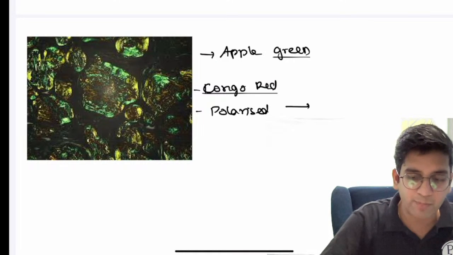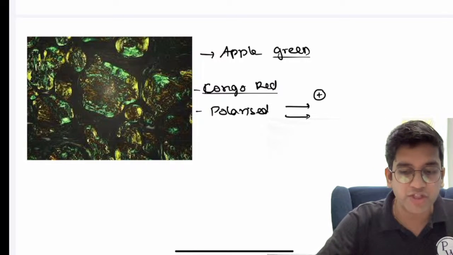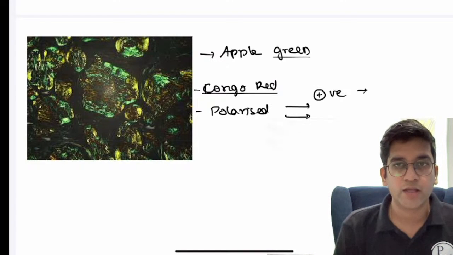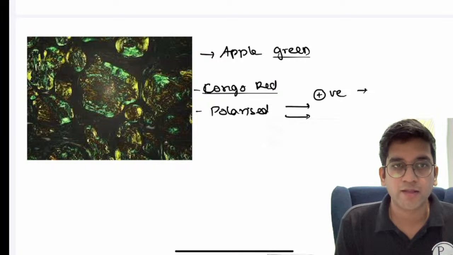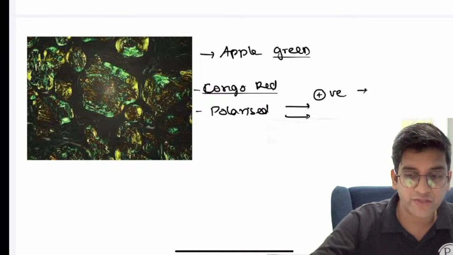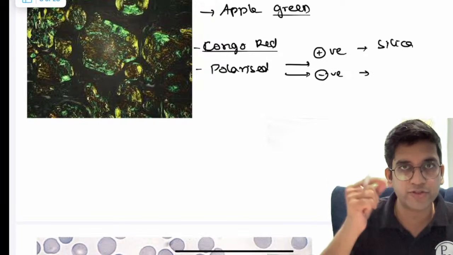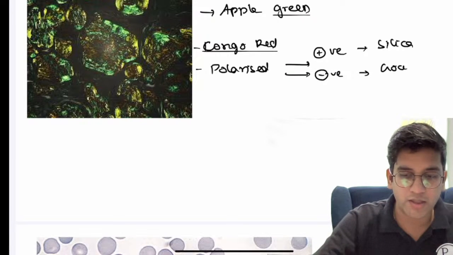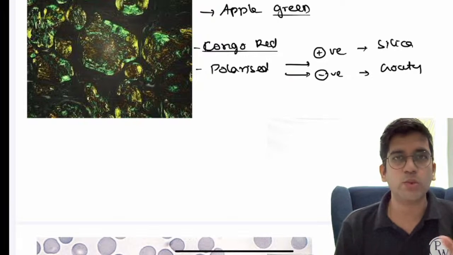Just a leading question from polarized microscopy. If I say in a polarized microscopy you are seeing positive birefringence, what could be the most common diagnosis? Not fluorescent, it's polarized microscopy, fine. Positive birefringence, think of a silica granule. Needle-shaped crystals with negative birefringence on a polarized microscopy, think of gouty arthritis, right?